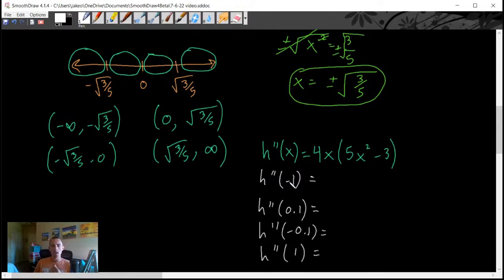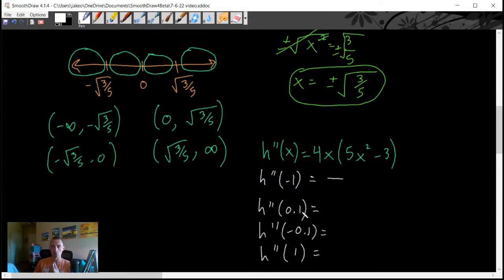So looking here, plugging in -1 into this function here, let's think about each of our factors. If we plug in -1 here, we're going to get 4 times -1. That's a negative number, okay? And then -1 squared is +1, times 5 is +5, minus 3 is +2. So that's a positive number. So if we plug in -1 into this second derivative, we get a negative number times a positive number, which is a negative number, okay? Now again, it doesn't matter specifically what number we get, we just care if it's positive or negative.